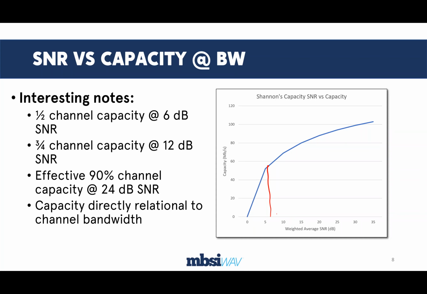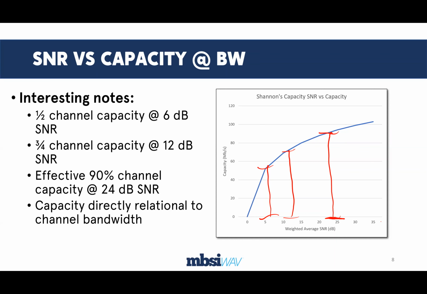So there's 5, 10, 15, 20, right here. Right about there, I have about half my channel capacity, 3/4 of my channel capacity. I have half there. And at 24 dB signal to noise ratio, right up here, I have 90% of my channel capacity.